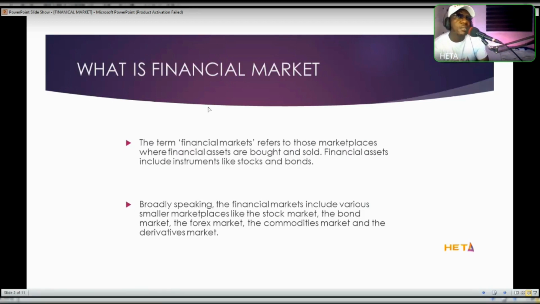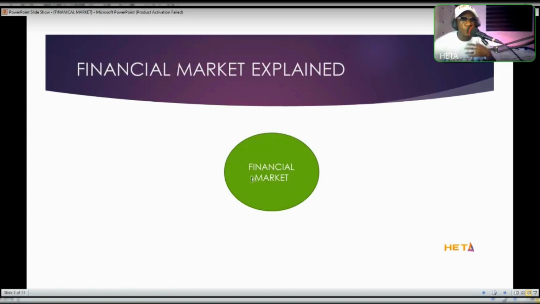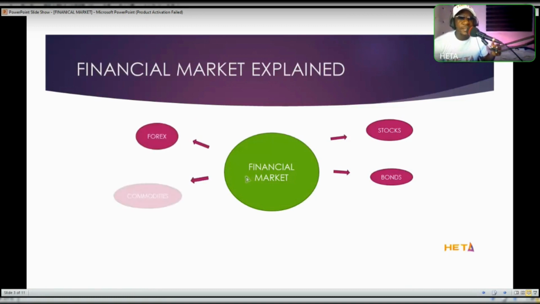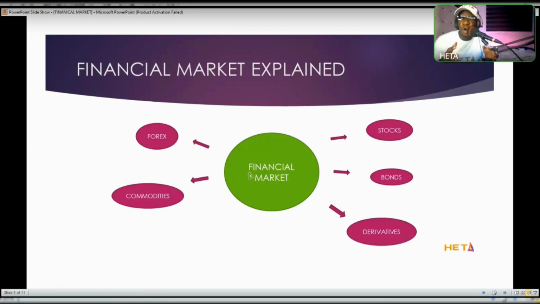I know this might not make a lot of sense, so we're going to dive into an illustration so that we can understand what we're talking about. Let's say this is the financial market, the foundation, the background we're talking about. This financial market has these little marketplaces that make it up. We have stocks, bonds, forex, commodities, and derivatives. So we have the stock market, the bonds market, the forex market, the commodities market, and the derivatives market. All of these marketplaces make up the financial market.